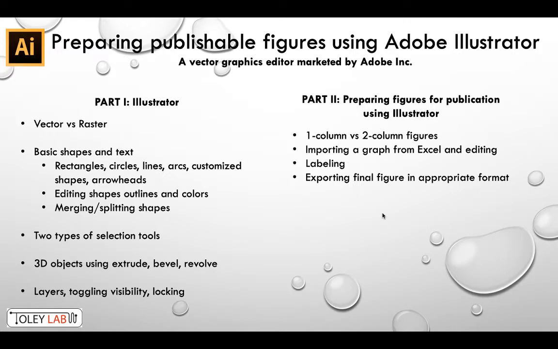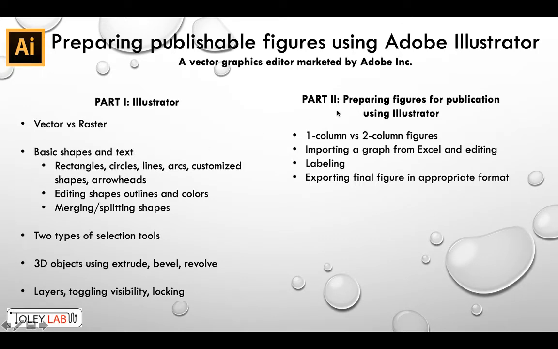So that's the purpose of this video. We'll do this tutorial in two parts. In the first part, we'll go over some of the basics. We'll try to understand what is vector versus raster. And then we'll learn how to make basic shapes and edit them in Illustrator. We will move on to seeing methods of how you can do some basic 3D object rendition, which often comes in handy. We'll understand some ideas of layering, toggling visibility, locking, etc.